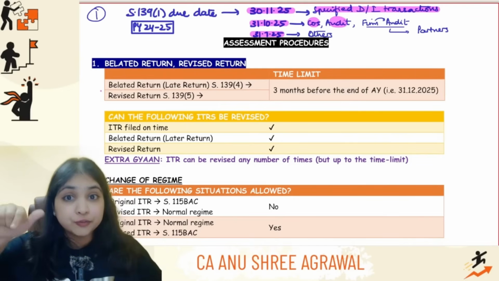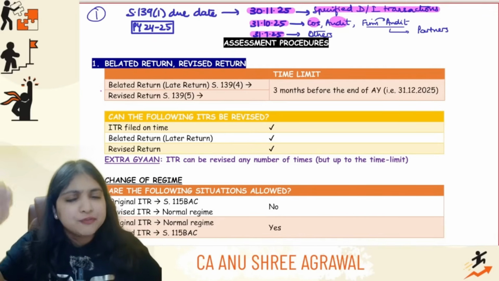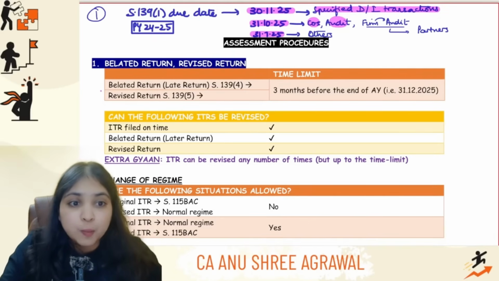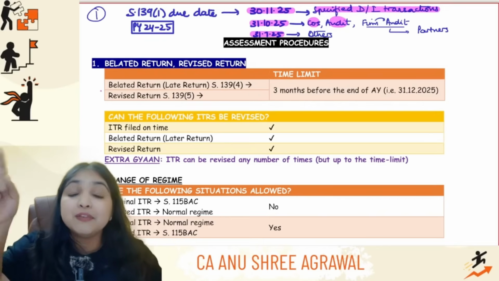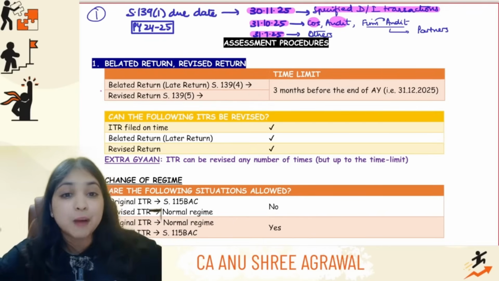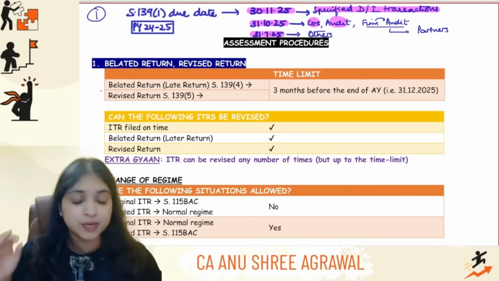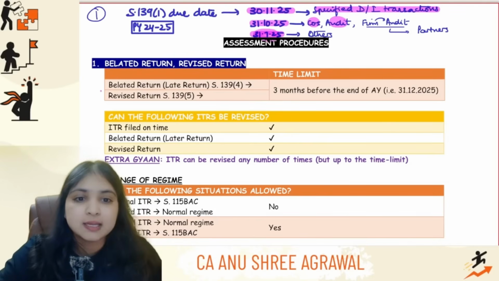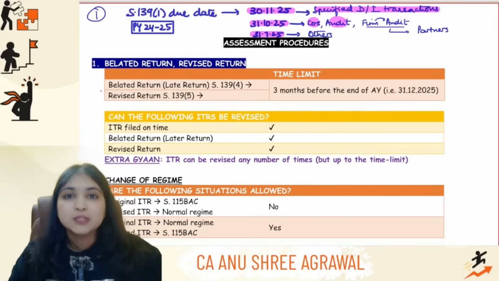Understood? If for the firm audit is applicable, for that firm anyways the time limit will be 31st October because that firm is an audit assessee. That firm's partners, whether active partner, whether sleeping partner, doesn't matter. Even for those partners also, it will be 31st October 25. Okay? For all other assessees, 31st July 2025. Alright, this was your first point.